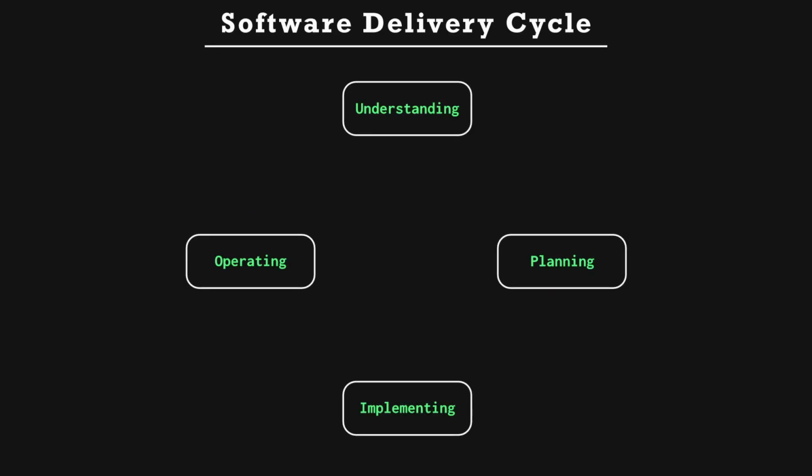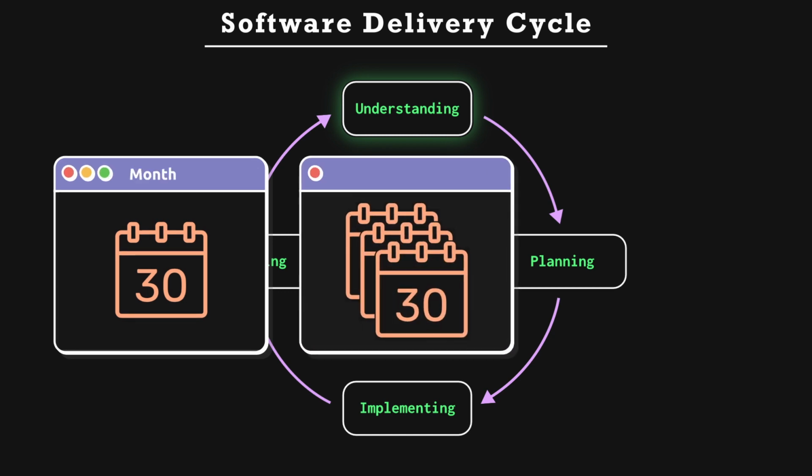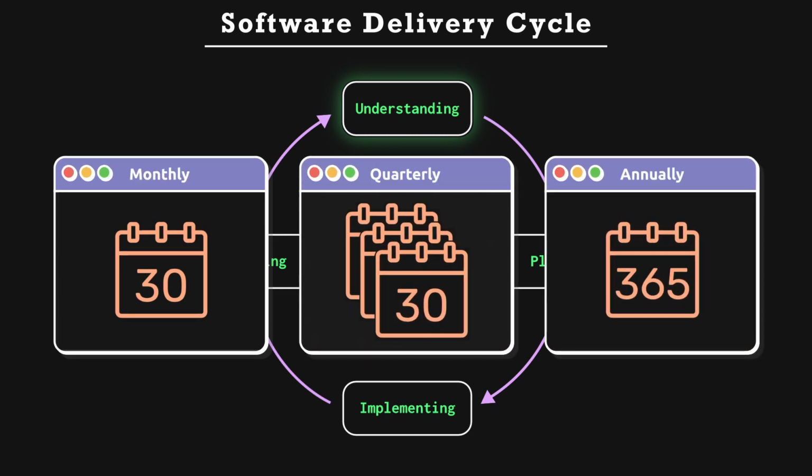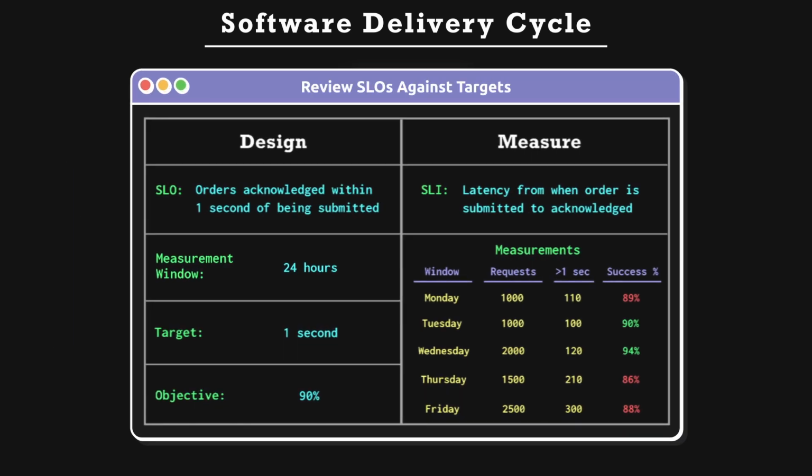We're now at the most impactful phase of the software delivery lifecycle related to SLOs, which is the phase of understanding. Periodically, whether we're talking monthly, quarterly, or annually, it's important to understand how reliable our software is. At some point, we should review SLO performance against targets. This could be wrapped up in some kind of executive report and shared with the executive team.